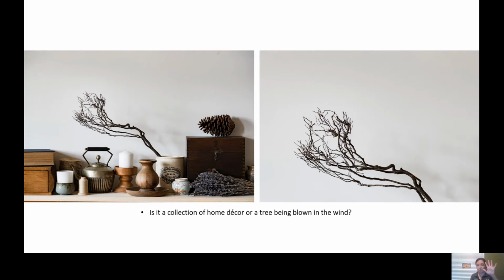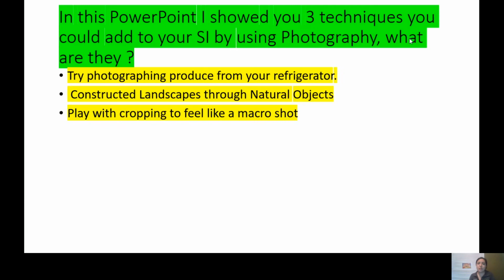So not to say that the one on the left is not a good piece. It still is, but it's just showing you that there's more ways that we can still continue working with this piece. So in today's PowerPoint, I showed you 3 techniques you could add to your SI by using photography. What are they? So try photographing produce from your refrigerator, construct landscapes through natural objects, and play with cropping to feel like a macro shoot. That just means you're zooming in.